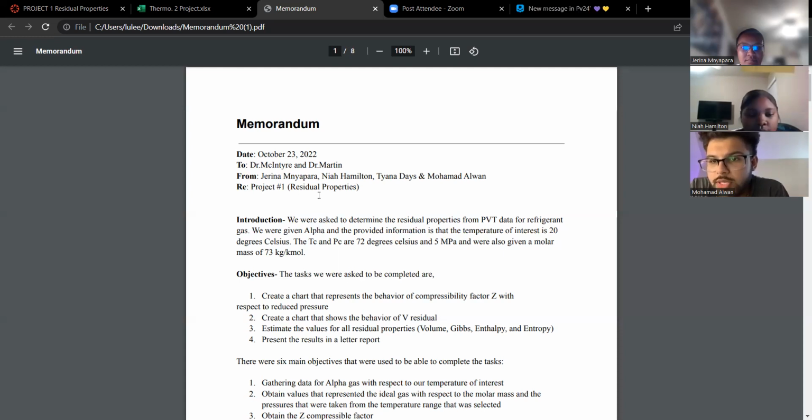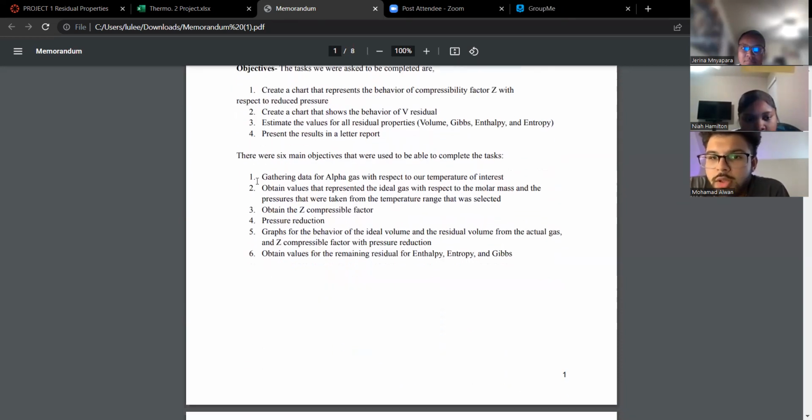Objective. The tasks we were asked to complete are: 1. Create a chart that represents the behavior of compressibility factor Z with respect to reduced pressure. 2. Create a chart that shows the behavior of V residual. 3. Estimate the values for all residual properties: volume, Gibbs, enthalpy, and entropy. And 4. Present the results in a letter report.